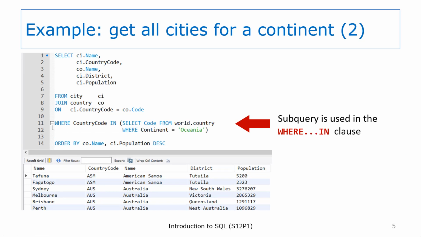Now we'll look at how we can run the equivalent query, this time using a subquery. This select statement includes an embedded select statement. The embedded select statement is the subquery. In this example, the subquery gets a result set of country codes from the country table. It selects only the countries that are in the continent of Oceania. The result set, which is the list of country codes, is used in the where clause. This is a where-in type of where clause. The results of running this query are the same as running the query with the join that was on the previous slide.